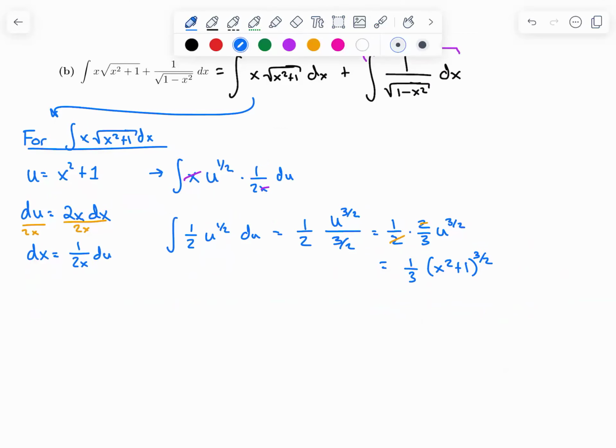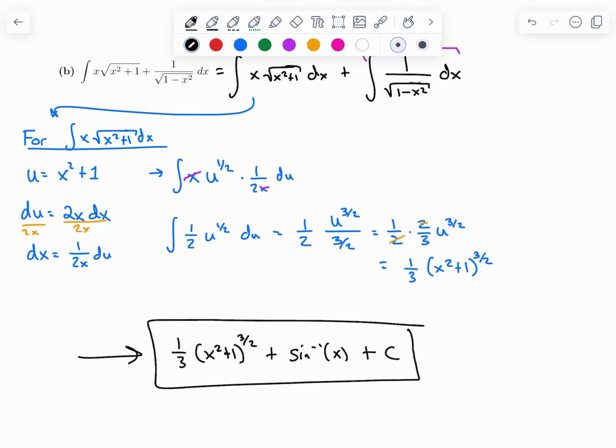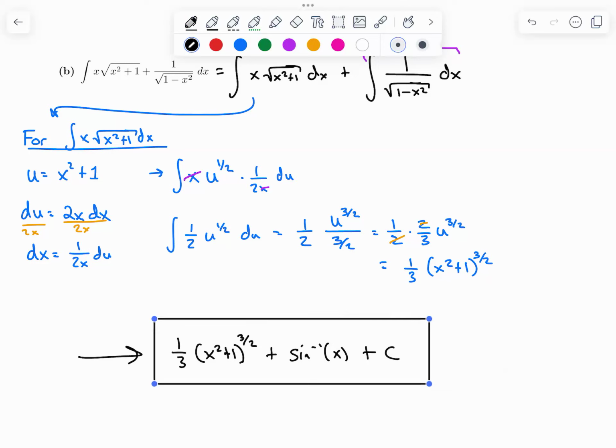So the final answer will be that this is 1/3 x squared plus 1 to the 3/2 plus sine inverse of x plus a big constant c. Though if you write it as two constants, you will get full credit. No problems there. It's not wrong to write it as two constants. It's just that it ends up being a little more work in the long run. Cool?